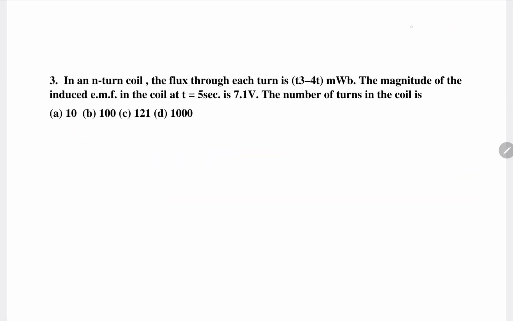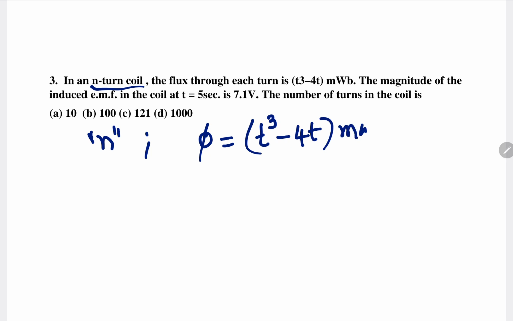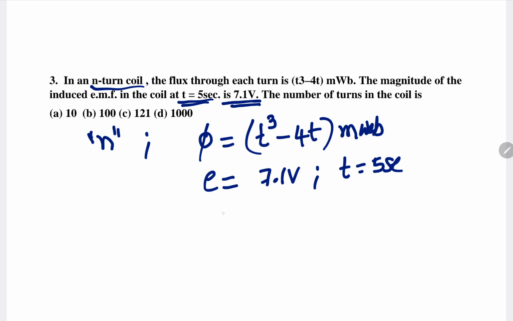Next question. Third question. In an n-turn coil, so how many turns are there in the coil? N number of turns. Flux through each turn is t cube minus 4t, and it is given in terms of milliweber. The magnitude of the induced EMF in the coil at t is equal to 5 seconds is 7.1 volts. So magnitude of the induced EMF is equal to 7.1 volts at time t is equal to 5 seconds. Then the number of turns in the coil, so n we want to find out.